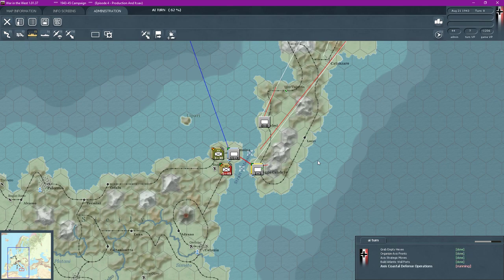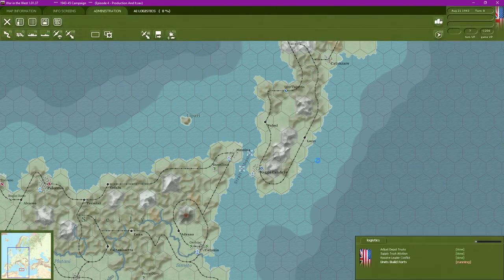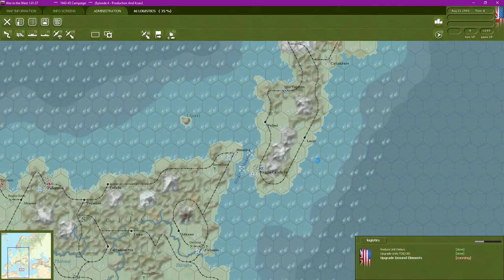I mean, the thing is, we may not be able to take Axis forces head on unless we build up strength, which is fine. That's how things had to be done anyway. Right, so we can see a front of rain has moved over Sicily, which is okay. I mean, we've only yet to take Messina.